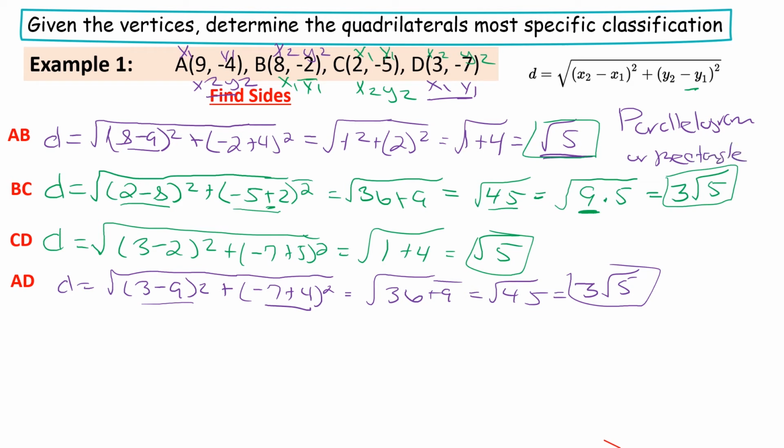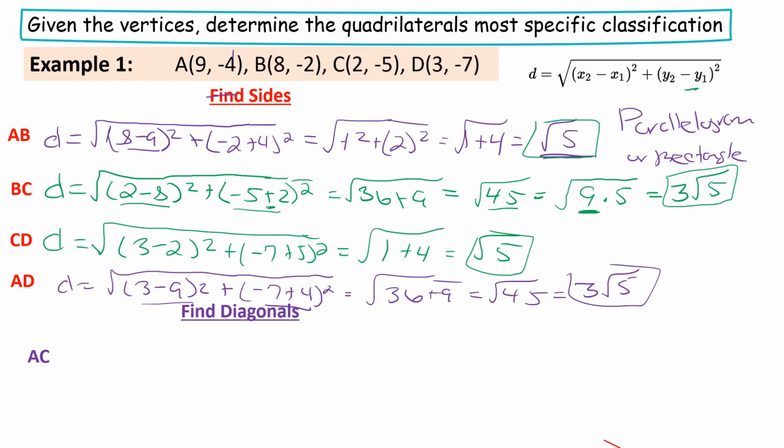I got two sides that are the square root of 5 and two sides that are the square root of 3. So we have to narrow it down a little bit more by finding the diagonals. Our diagonals would be AC, so we'll use every other letter because it's going to cross over. So diagonals AC, A and C. Let me just erase some of these X1, Y1 thingies up here.